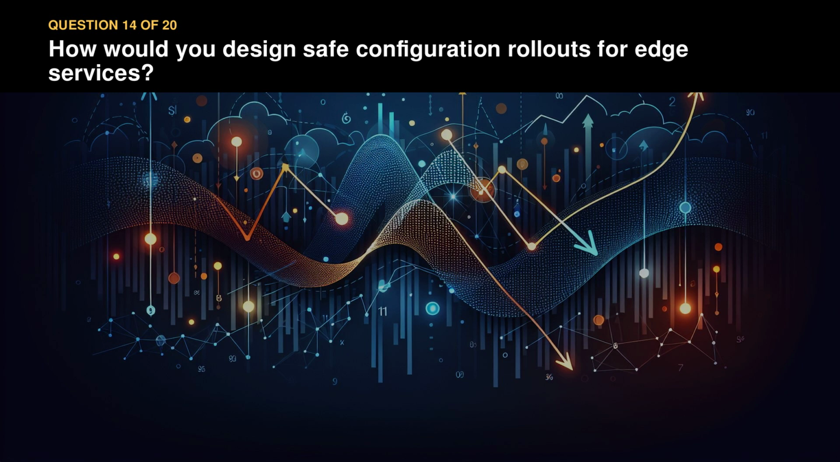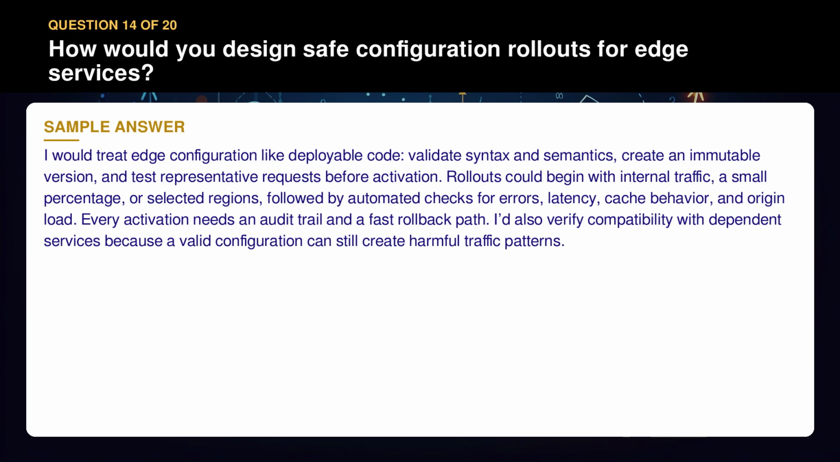Question 14. How would you design safe configuration rollouts for edge services? I would treat edge configuration like deployable code, validate syntax and semantics, create an immutable version, and test representative requests before activation. Rollouts could begin with internal traffic, a small percentage, or selected regions, followed by automated checks for errors, latency, cache behavior, and origin load.